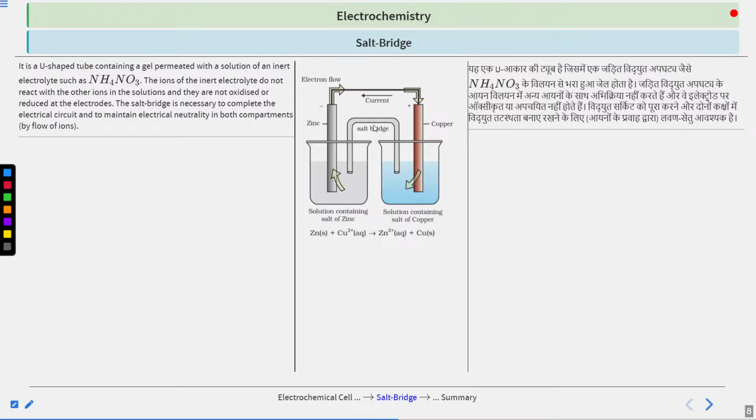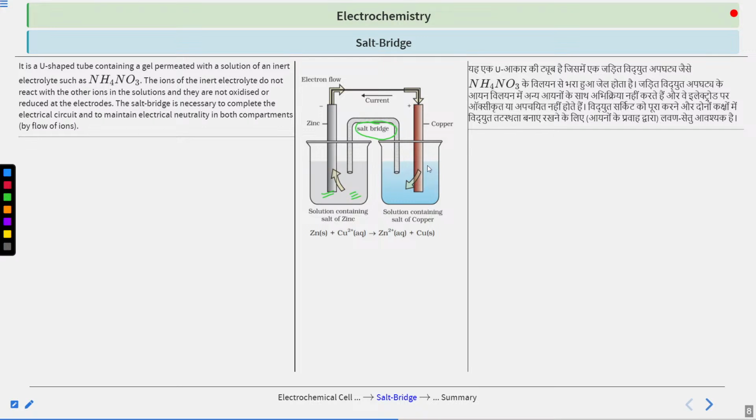So here is a salt bridge. Now as soon as this reaction starts, you can see that this solution is containing zinc. So zinc goes to Zn2 plus. What will happen as a result of this? Zn2 plus must have a counter anion, so this counter anion is being accumulated in this solution.